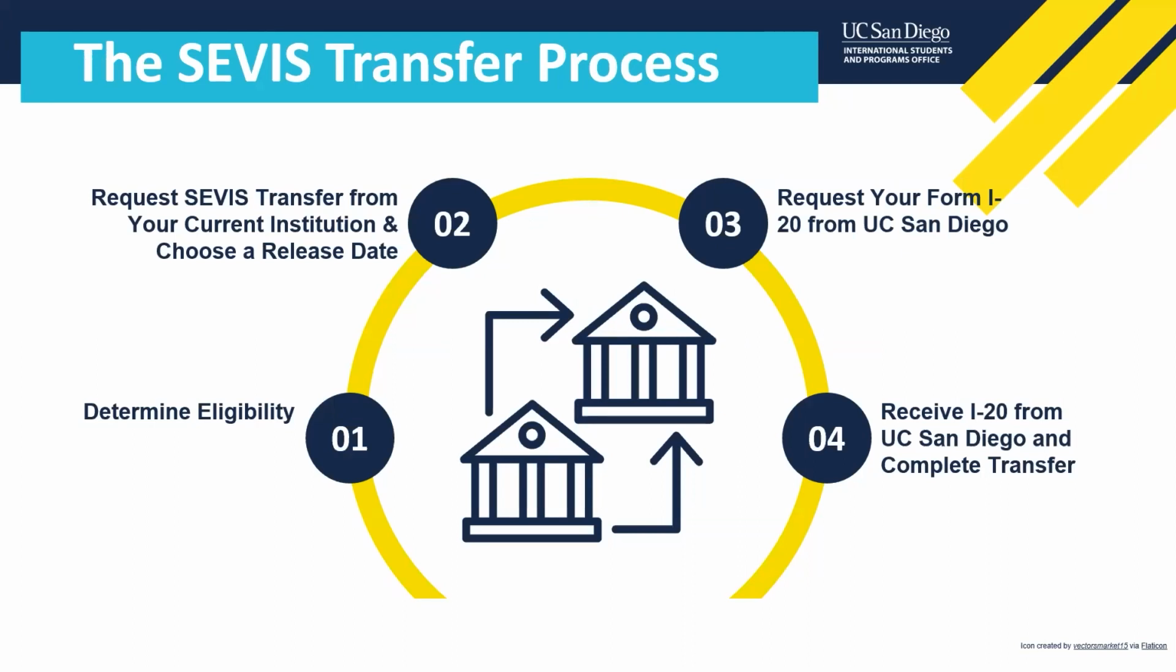So the SEVIS transfer process has 4 steps to it, and we're going to walk through each of these steps as part of this presentation. Step 1 is to determine whether you are even eligible for a SEVIS transfer. Step 2 is to request the SEVIS transfer from your current institution, which will include you choosing your SEVIS release date. Step 3 is to then request your new Form I-20 from UC San Diego, and step 4 is to receive that Form I-20 and take care of the necessary action items to complete your transfer. As I mentioned, we're going to walk through each of these, so let's get started by looking at step 1.